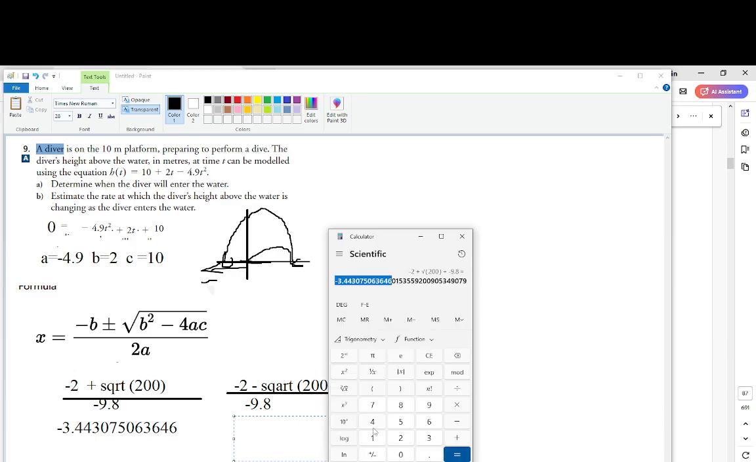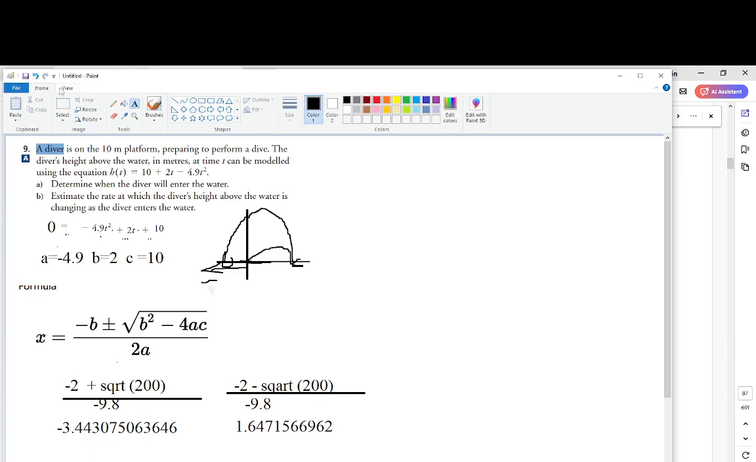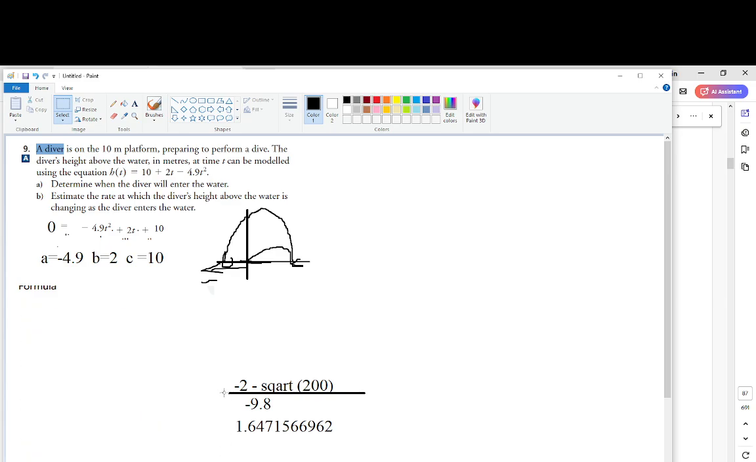And this one is minus 2. Oh, I hope I did minus 2 the first time. I might go back and check. The second one is minus 2 minus the square root of 200 divided by negative 9.8. And that one's our likely answer. So that means that at this time he hits the water. We can verify it in Desmos.